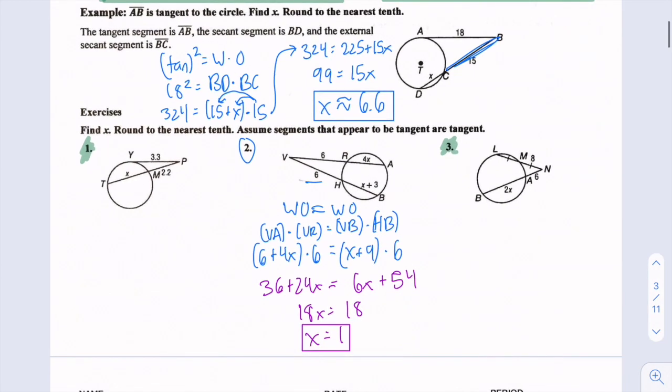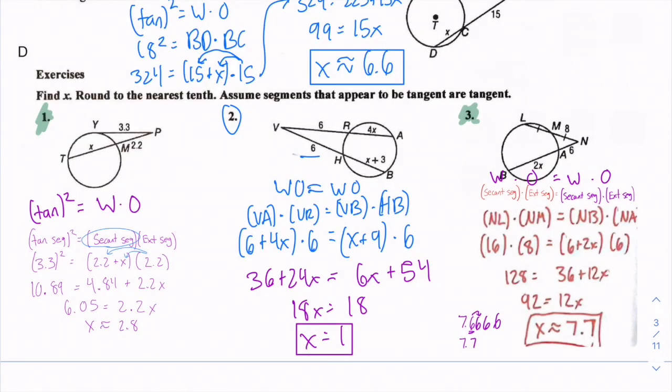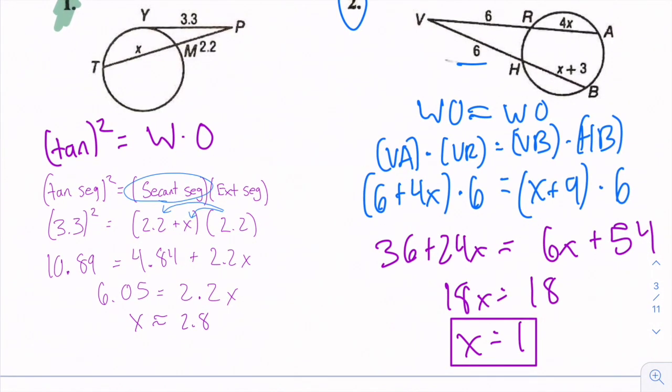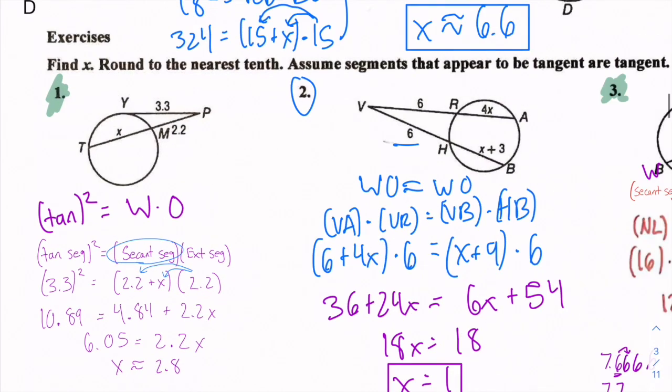All right. Please try 1 and 3 on your own right now. Hit pause. Okay, let's look at number 1 over here. I'm going to zoom in. So you have a tangent line. When you see a tangent line, it's your tan squared whoa. Tangent segment squared, which is 3.3. Your secant segment is the whole thing, so 2.2 plus x. And your external, your outer piece, is 2.2. Distribute. Boom, little algebra. You should get x is about 2.8.